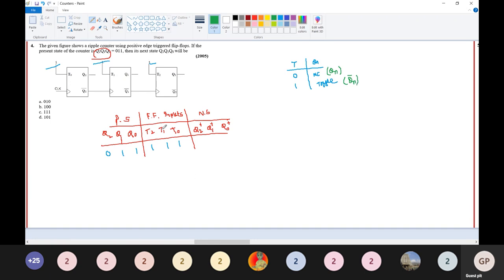Now here all the T inputs are 1, so all should toggle. Q2, 0 toggles to 1, Q1, 1 toggles to 0, and Q0, 1 toggles to 0. So your final answer is 1, 0, 0. This is your next state, 1, 0, 0. We move to the next question.